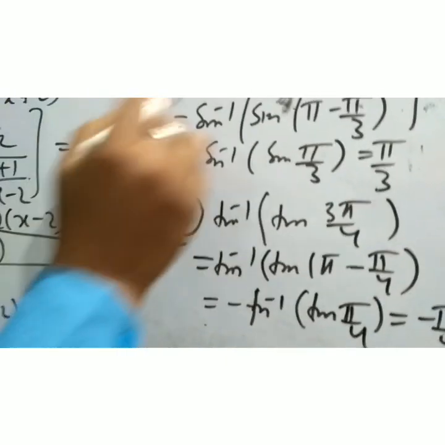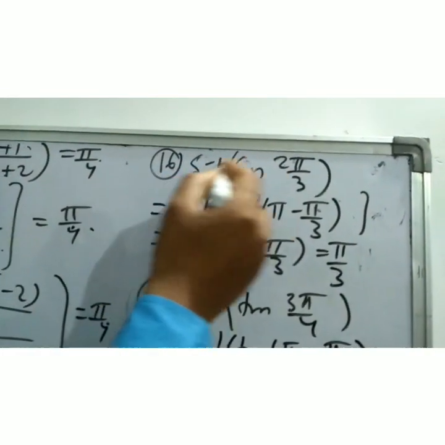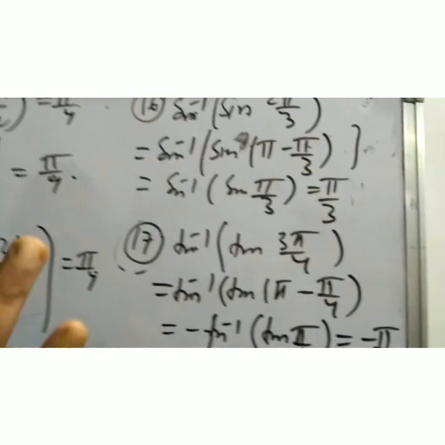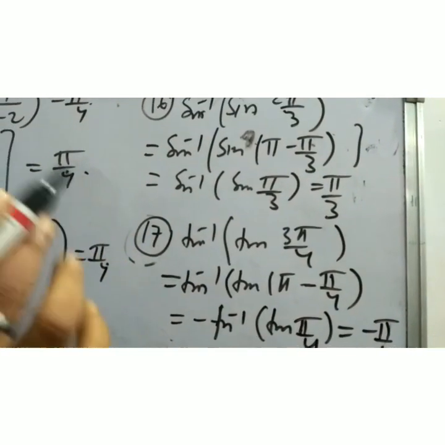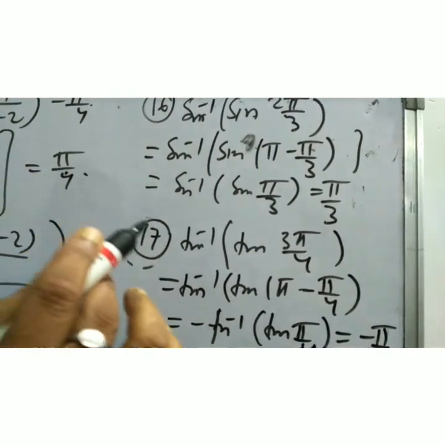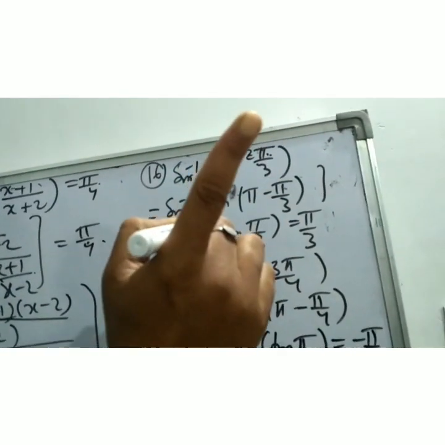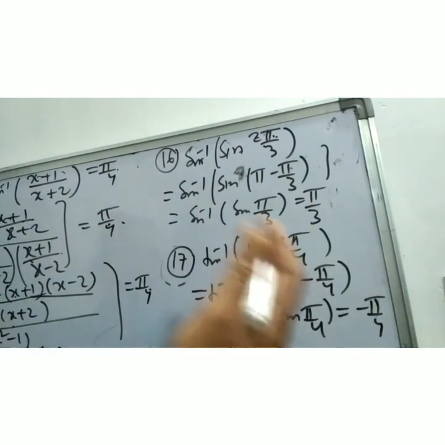Again, one more question, question 16: sin inverse sin 2 pi by 3. You can easily say that the result will be 2 pi by 3, but it is not correct. Why? Because we know the range of sin inverse is always minus pi by 2 to plus pi by 2. So 2 pi by 3 does not lie between minus pi by 2 and plus pi by 2. So how can we find the answer?